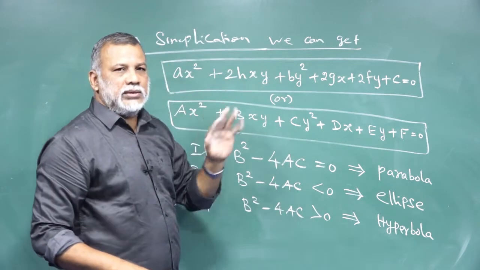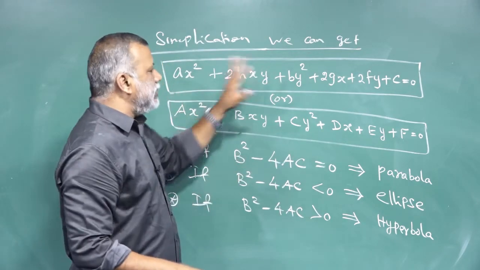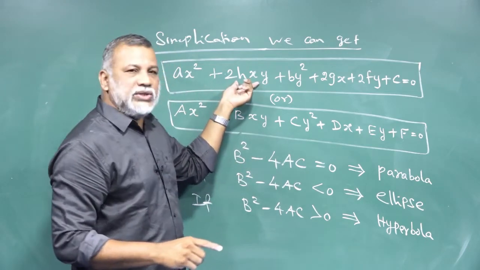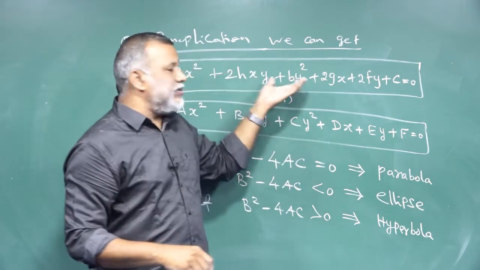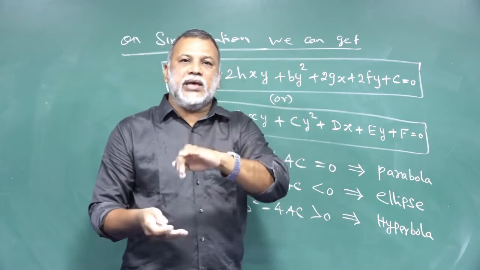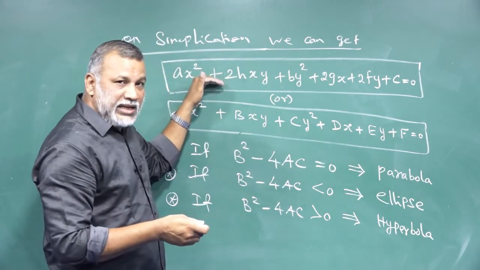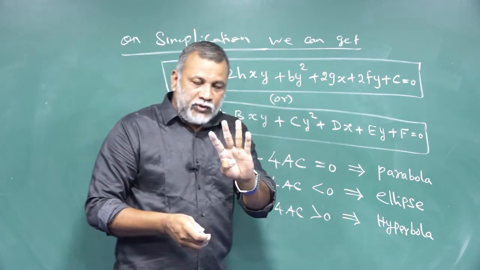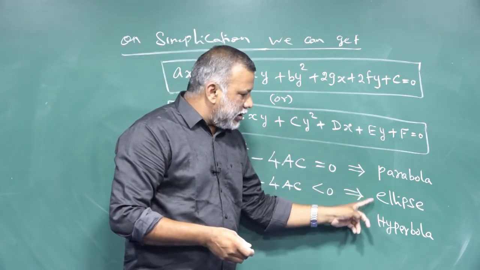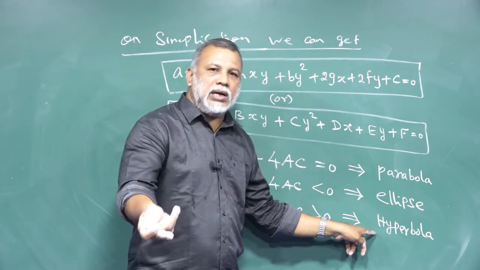a equal to b, that is not equal to 0, and h equal to 0. Then the above second degree equation denotes a circle. Already we explained in the previous topics. So this general second degree equation denotes the four formations: parabola, ellipse, hyperbola and also circle.